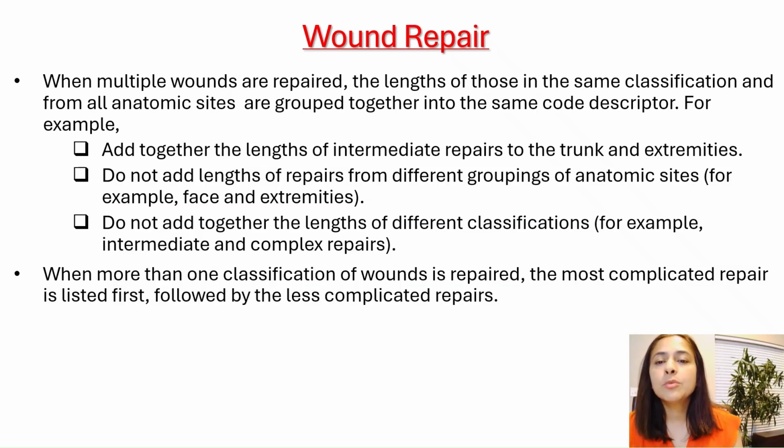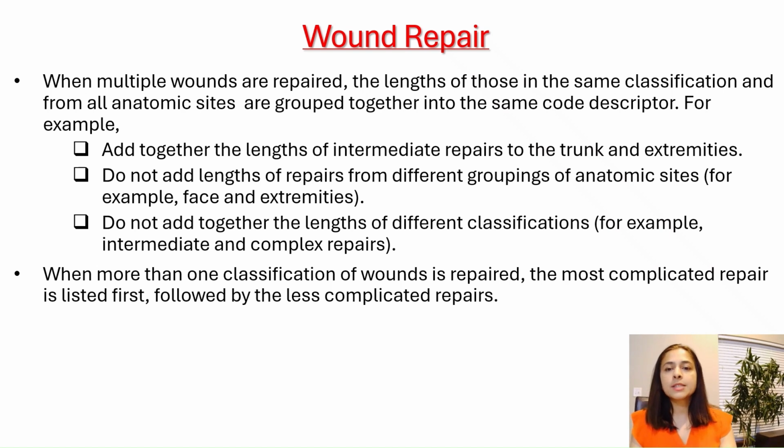Wound repair: when multiple wounds are repaired, the lengths of those in the same classification and from all anatomic sites grouped together are put into the same code description. For example, add together the lengths of intermediate repair to the trunks and extremities. Do not add lengths of repair from different groupings of anatomic sites, for example, face and extremities. Do not add together the lengths of different classifications, for example, intermediate and complex repair. When more than one classification of wound is repaired, the most complicated repair is listed first, followed by the less complicated repair.